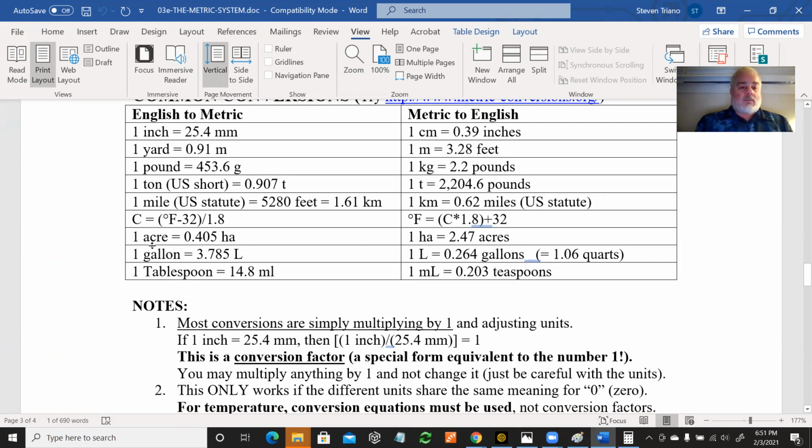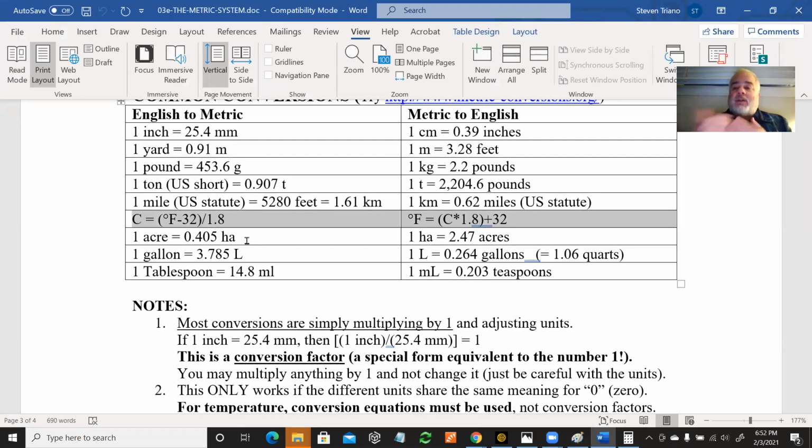Where did they go? There they are. Centigrade equals degrees Fahrenheit minus 32 in parentheses, so you do that first, divided by 1.8. Or degrees Fahrenheit equals centigrade times 1.8 in parentheses, so do that first, and then you add 32. So they're both the same exact equation. They're just rearranged.